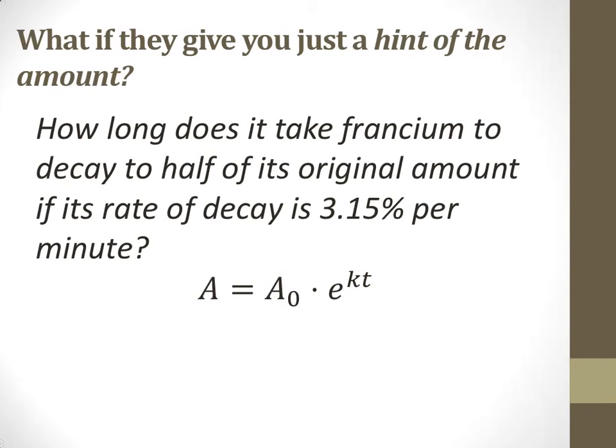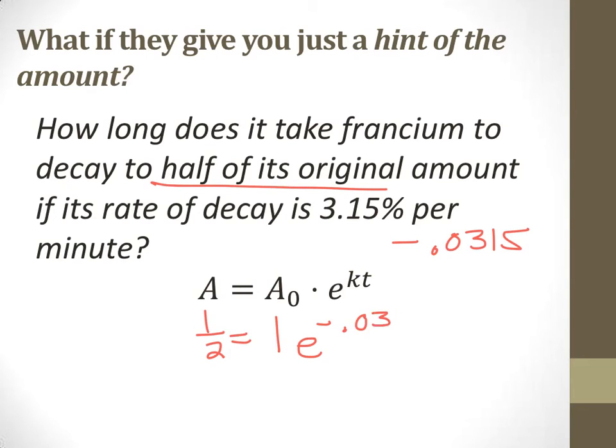They are decaying, so this is going to be a minus sign for the rate. So the rate is going to be minus 0.0315 because we need it as a decimal. And it's half of its original amount. So half of its original amount here, the original amount is 1 unit of something, e to the negative 0.0315. And then we're trying to find t, so we leave the t there.